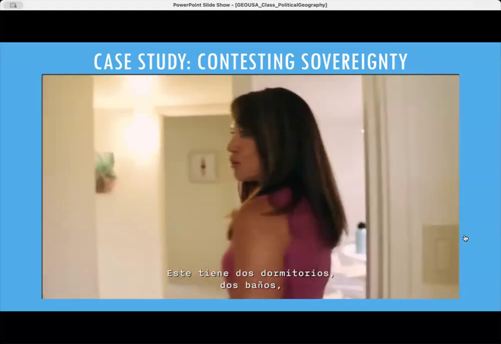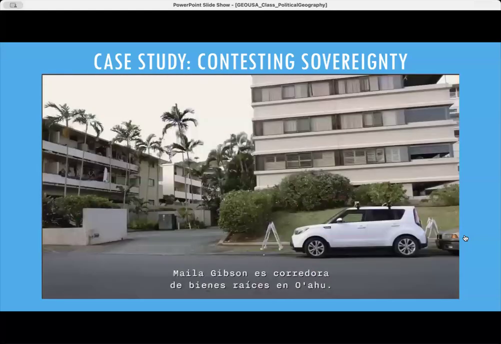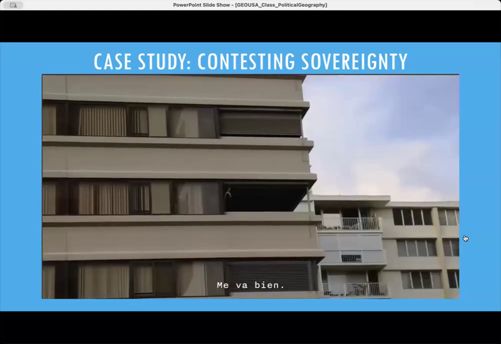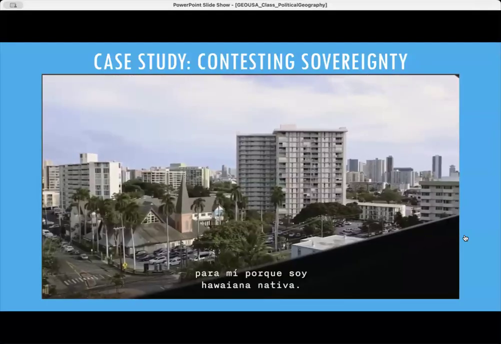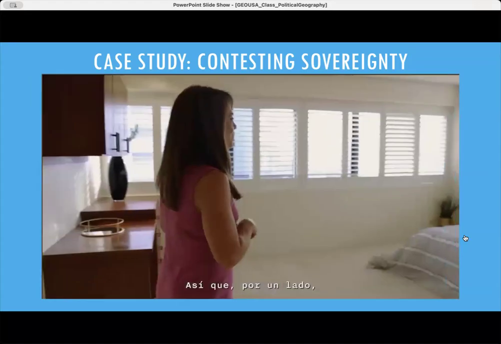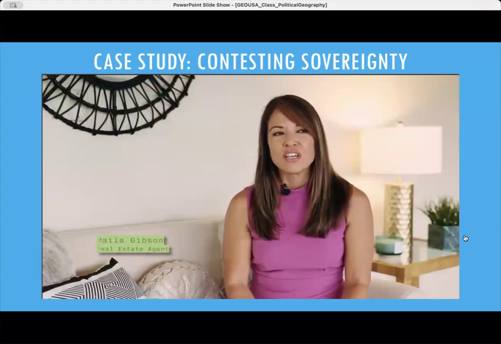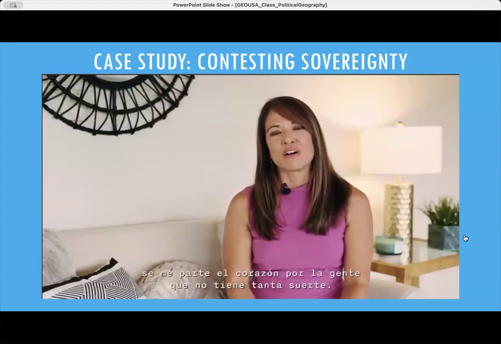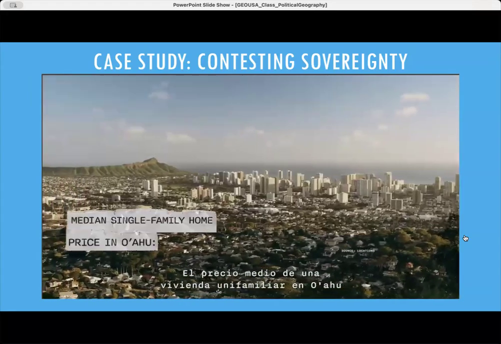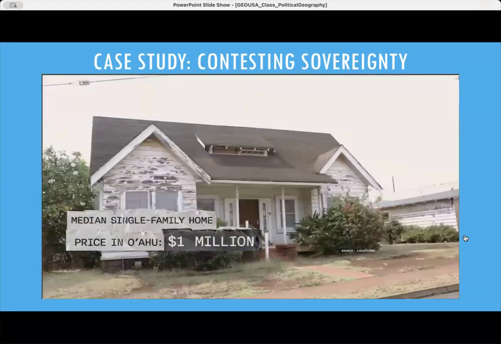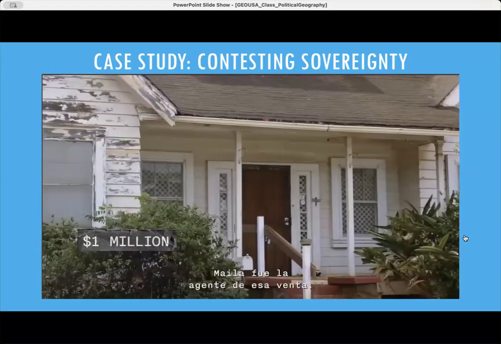This is 2 bedrooms, 2 bathrooms, 2 parking. It's going for $799,000. Myla Gibson is a realtor in Oahu. Business is great. I mean, of course, it's like a catch-22 for me because I am Native Hawaiian. And so on one hand, I'm thankful that I get to make a living in the place that I love so much. But at the same time, my heart breaks for people who aren't so lucky. The median price for a single-family home in Oahu is over $1 million. That's how much this house was selling for in a neighborhood next to Waikiki. It was one of Myla's listings.